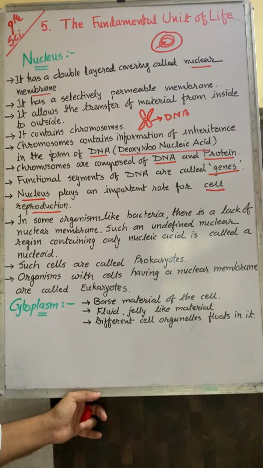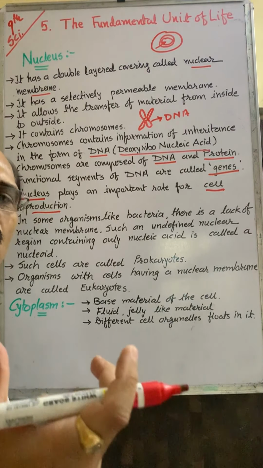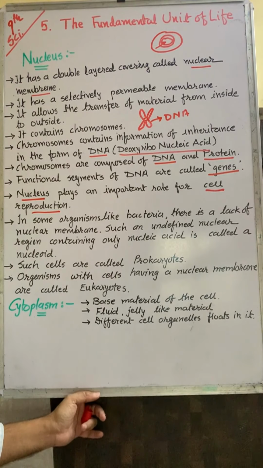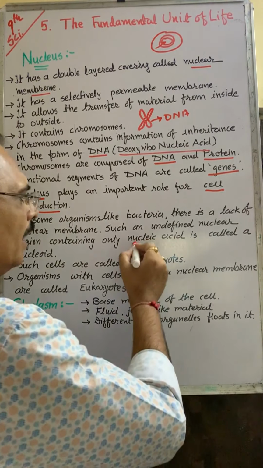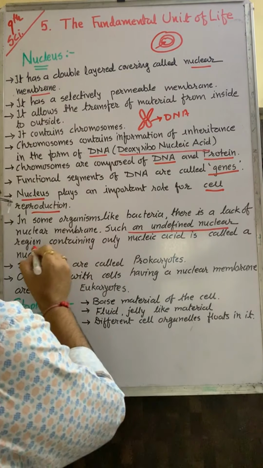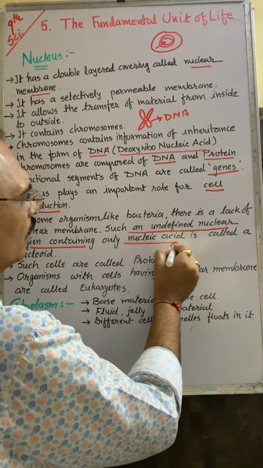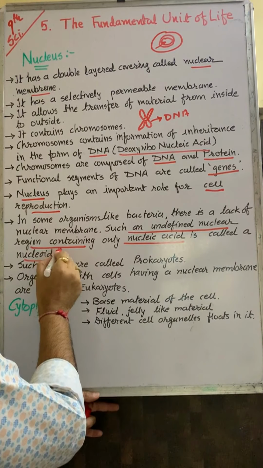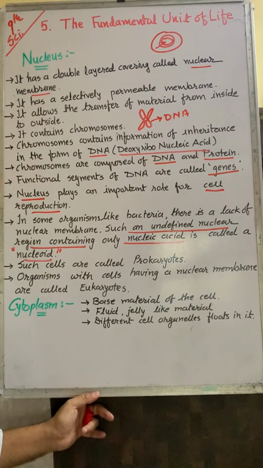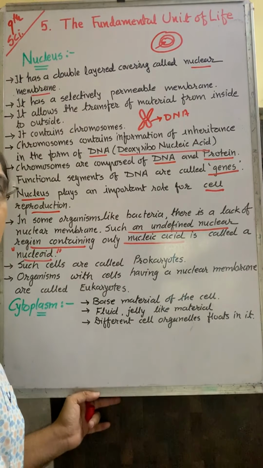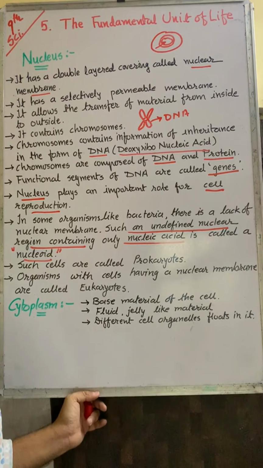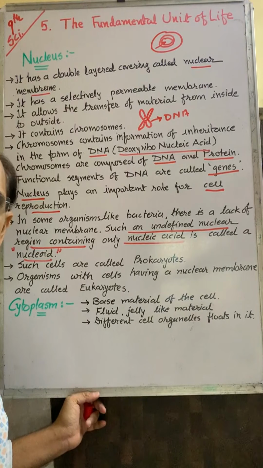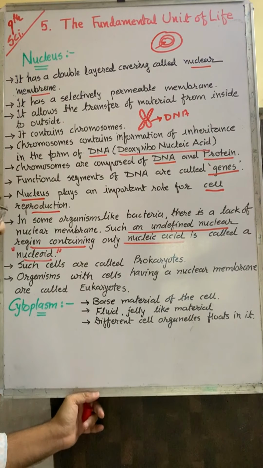In some organisms like bacteria, there is a lack of nuclear membrane. Nuclear membrane is not found in some organisms like bacteria. Such an undefined nuclear region containing only nucleic acid is known as nucleoid. Nucleoid is found only in primitive cells like bacteria, virus, etc., which contain only nucleic acid, whereas in multicellular animals just like us there is no nucleoid, remember.